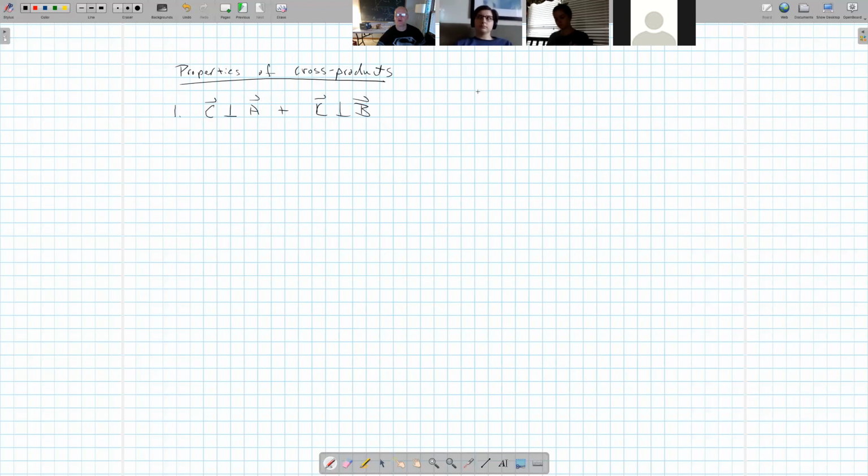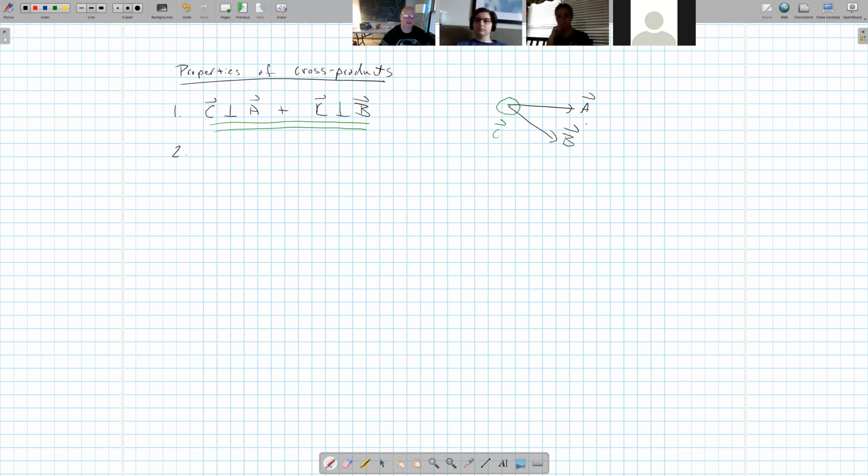So basically, what does that mean? That means if A was pointing in this direction and B was pointing in this direction, I put my fingers here and curl down in this direction, so my thumb would be pointing outward. This would be the direction of C. C is simultaneously perpendicular to both A and B. So this is always true.